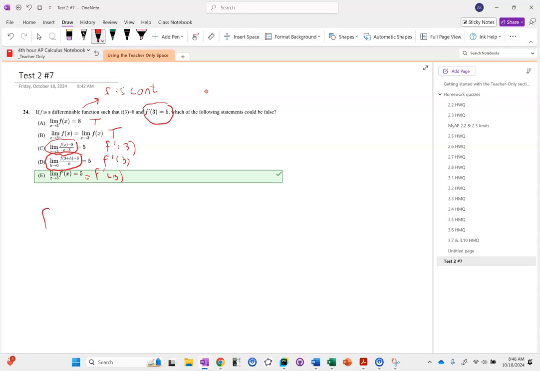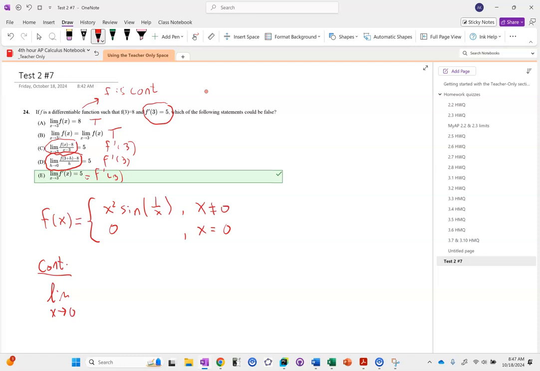So let me give you an example. Let's say we have the piecewise function x squared times sine 1 over x for whenever x is not 0, and then 0 when it is. So let me first show you that this is a continuous function.